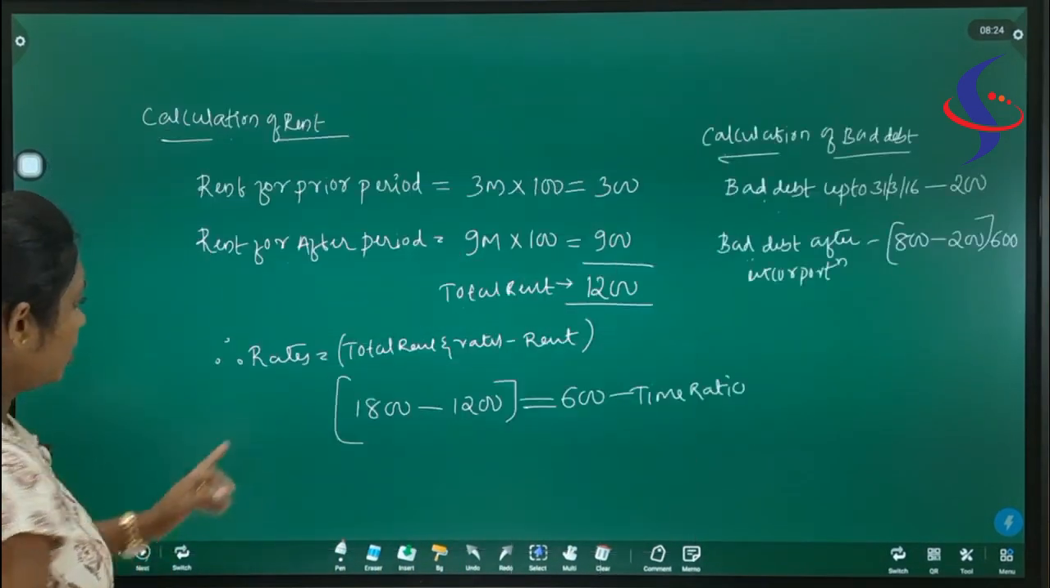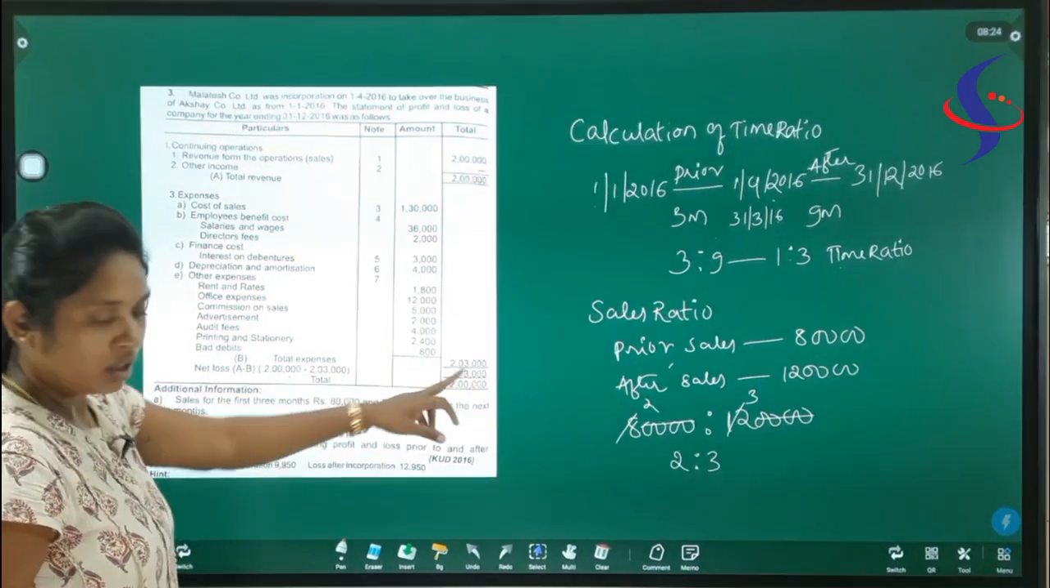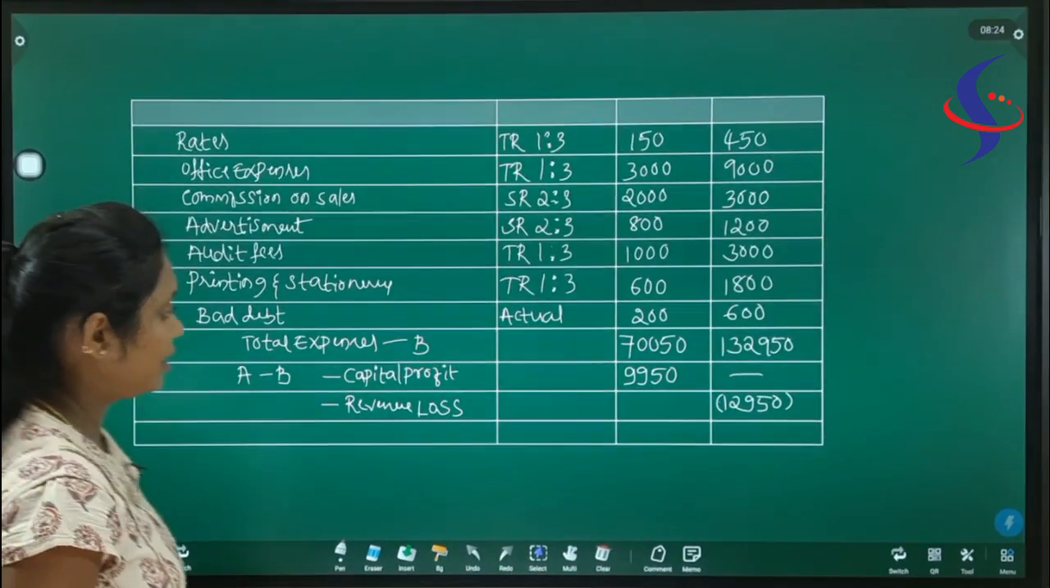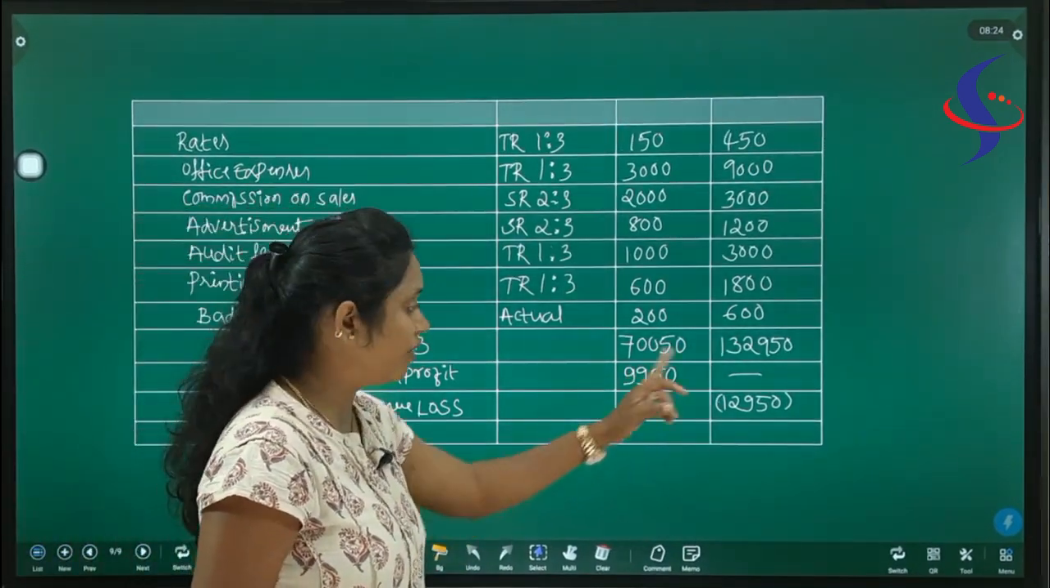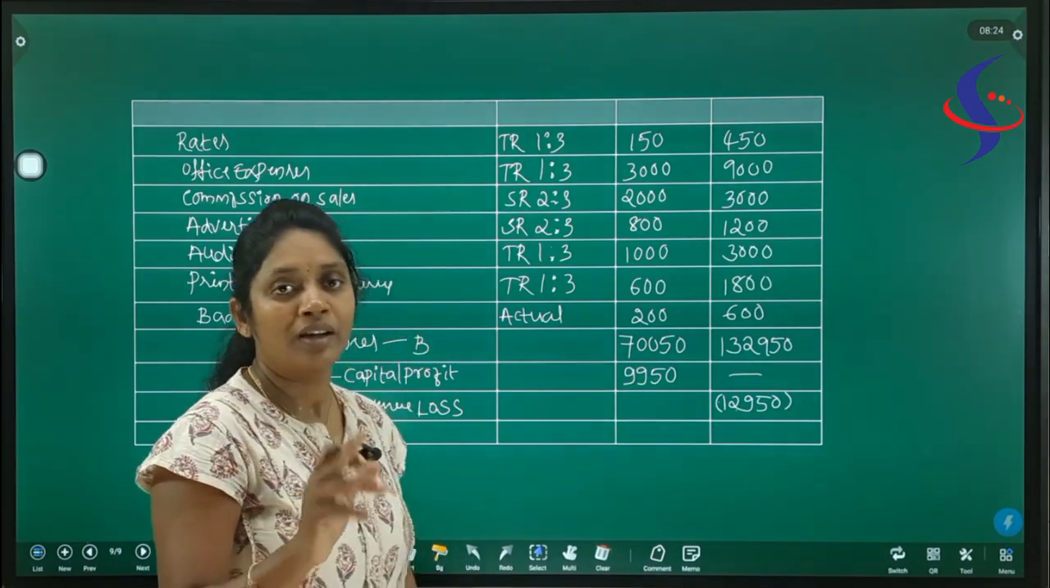Together, if you add or deduct, the answer should be equal to the answer given in the question. In the question, what is the answer? It is net loss 3,000. Just check. Did we get 3,000 loss or not? Yes. There is a profit of 9,950. There is a loss of 12,950. The difference is 3,000 loss.